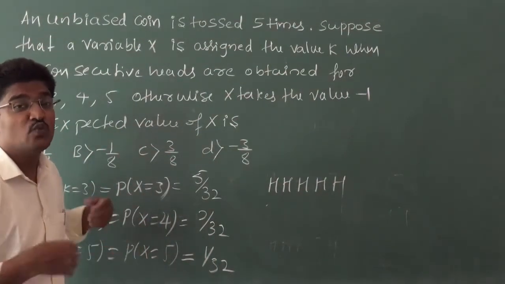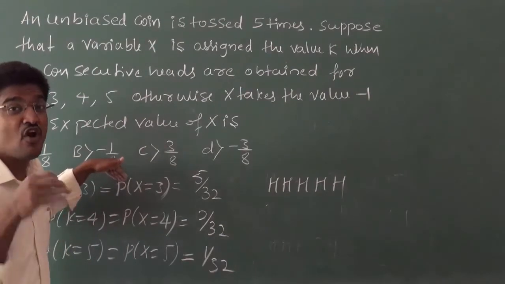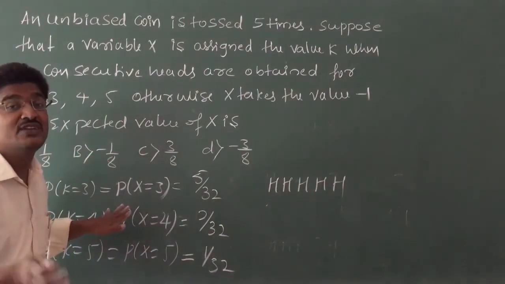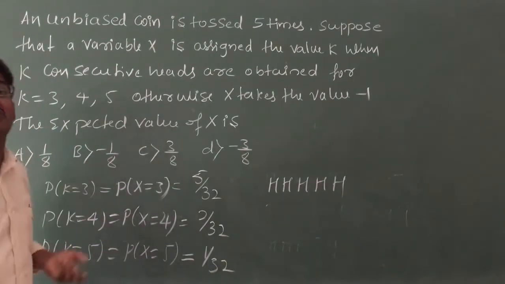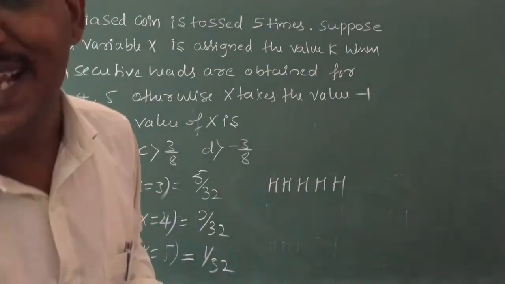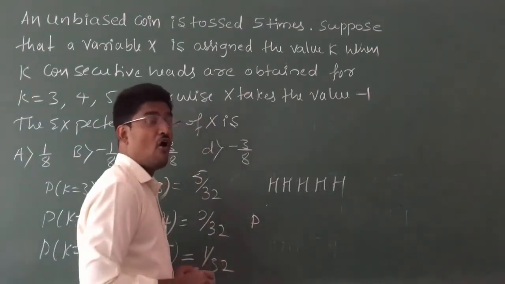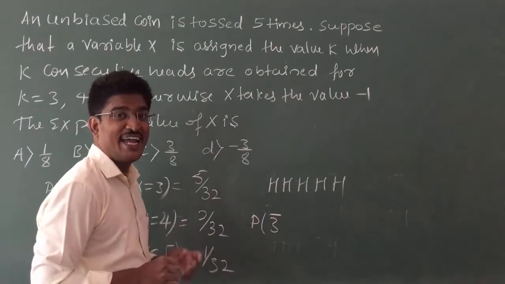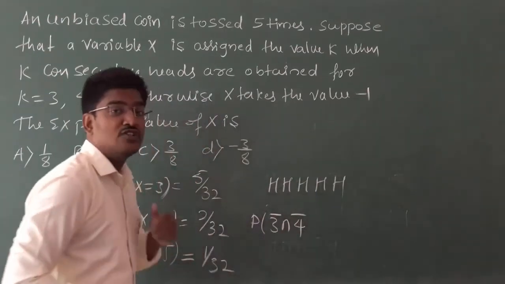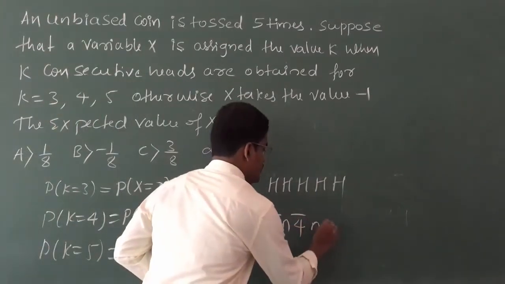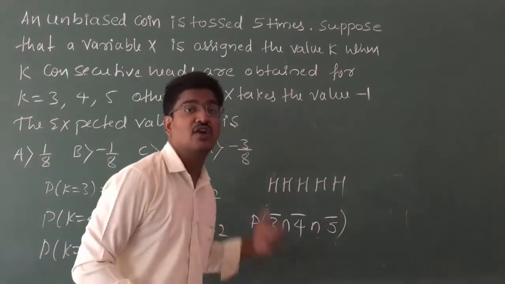If this does not happen, what do you have to calculate? You have to calculate if 3 times consecutively head does not occur, if 4 times consecutively head does not occur, if 5 times consecutively head does not occur. Are you getting my point? So to calculate that, let us take P of non-occurrence of head 3 times, common with non-occurrence of consecutive head 4 times, common with non-occurrence of consecutive head 5 times. That means intersection, common elements.